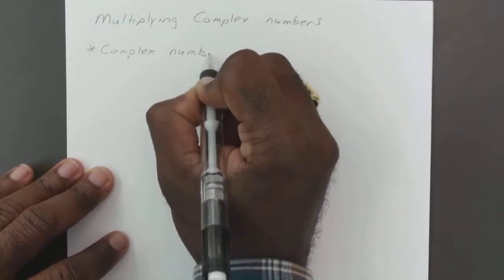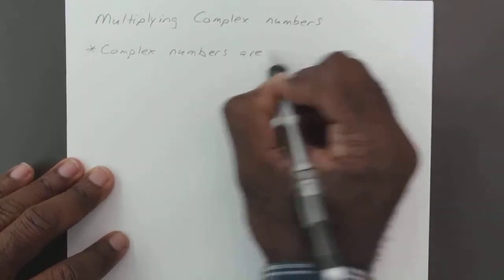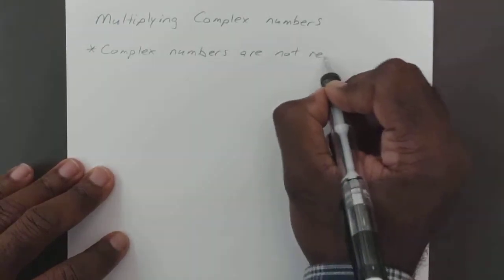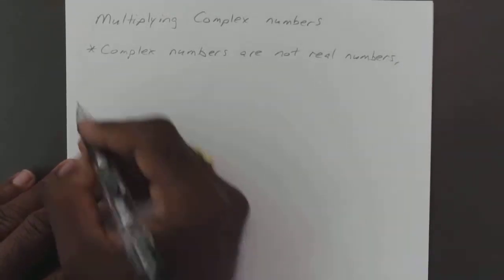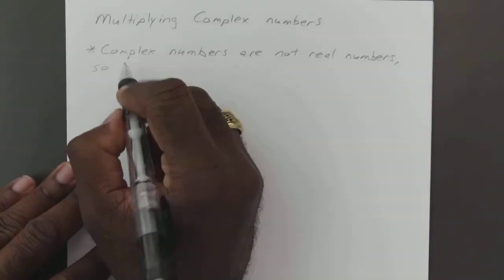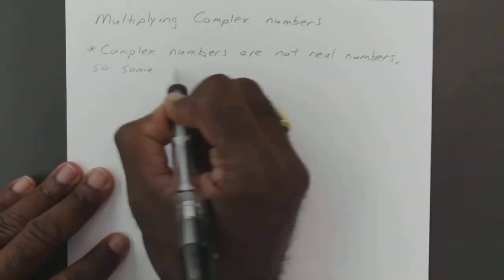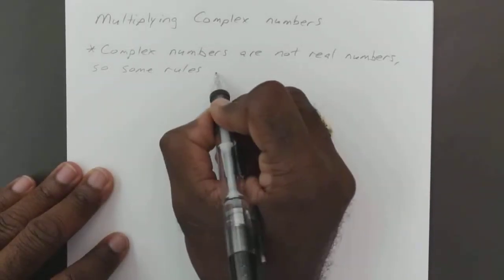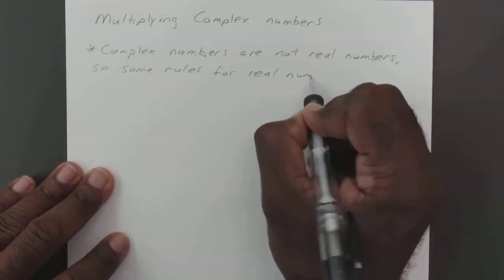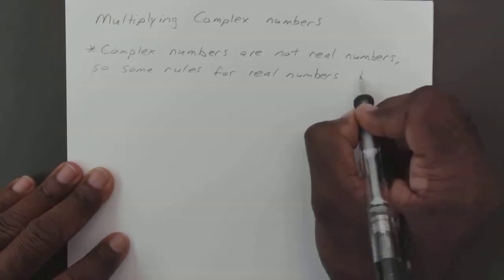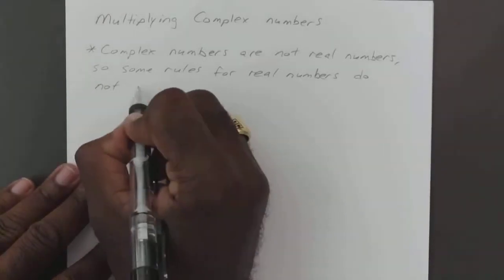Complex numbers are not real numbers. So some rules for real numbers do not apply.